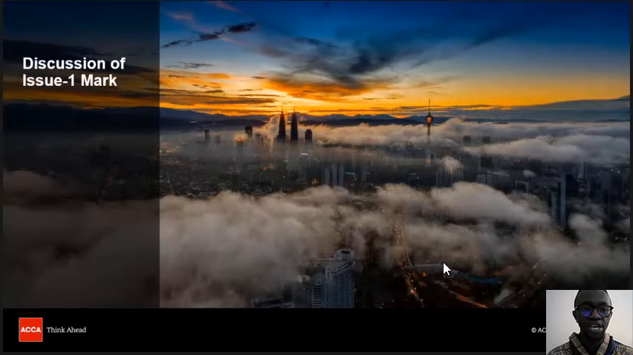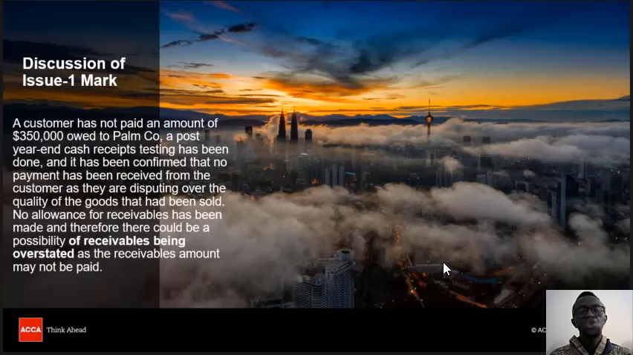So let's look at it, breaking it down. Discussion of the issue, 1 mark. So how could I discuss this? Talk about it, try and see what's the problem. Here the customer has not paid the amount, and what's its effect? Post year-end, cash receipts testing has been done. It has been confirmed that no payment has been received from the customer as they're disputing the quality of goods. No allowance has been made for this, and therefore there could be a possibility of receivables being overstated as the receivables amount may not be paid.